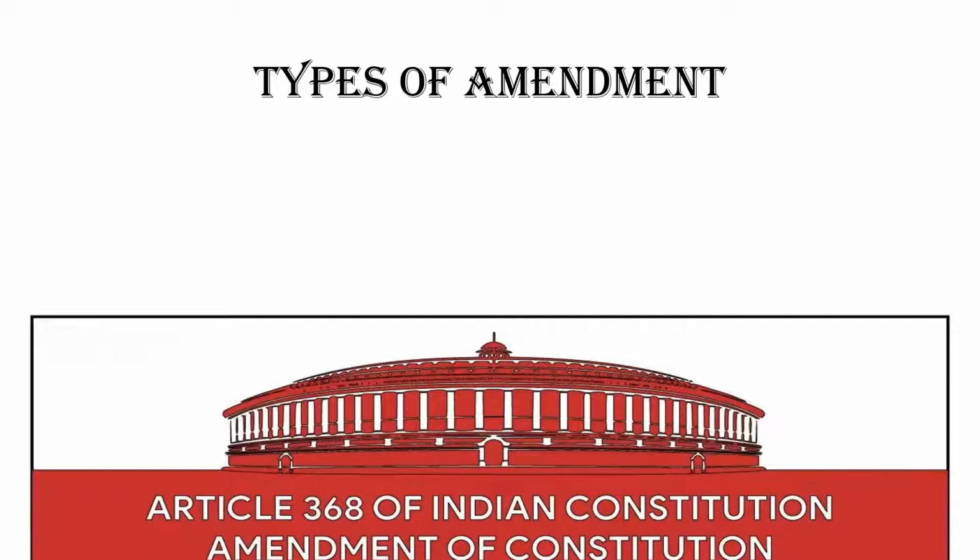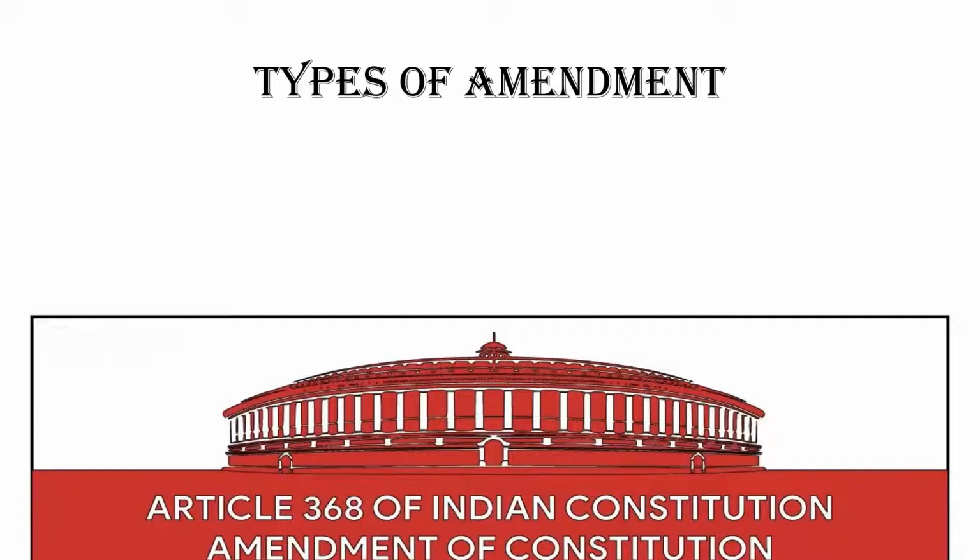But some other articles provide for the amendment of certain provisions of the Constitution by a simple majority of the Parliament, that is, a majority of the members of each house present and voting, similar to the ordinary legislative process. Notably, these amendments are not deemed to be amendments of the Constitution for the purpose of Article 368.